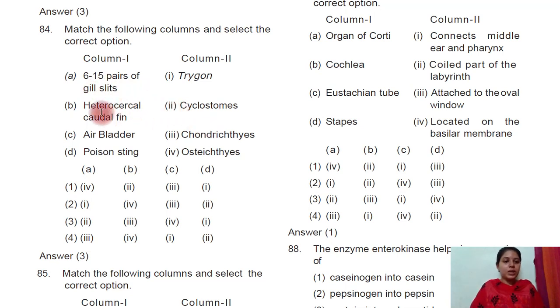Now you have the heterocercal caudal fin. So the heterocercal caudal fin is for the cartilaginous fishes, and then you have the air bladder in bony fishes. Why do they have an air bladder? Because when they come outside the water, some sort of gaseous exchange takes place. That's why they have an air bladder. Then the poison sting: Trygon has a poisonous sting.